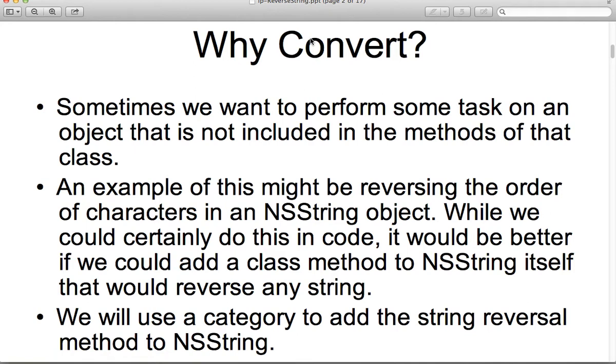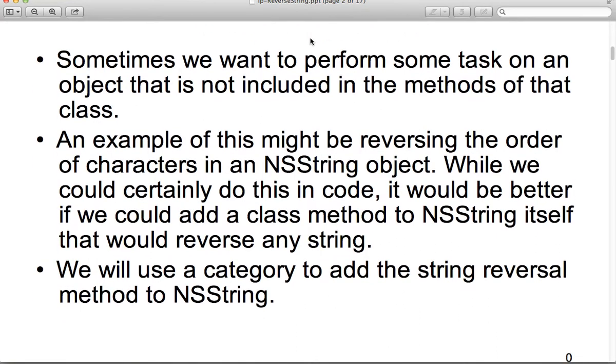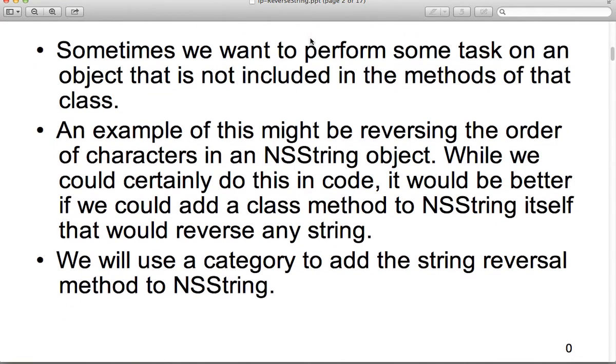building a project. So sometimes we might want to perform some task on an object, and it's not included in the methods of that class. As an example, the string class. So we can extend the existing string class to add our own methods to it. And when we do that, we can essentially customize the behavior and build more functionality. So an example of this might be to reverse the order of characters in the NSString object.